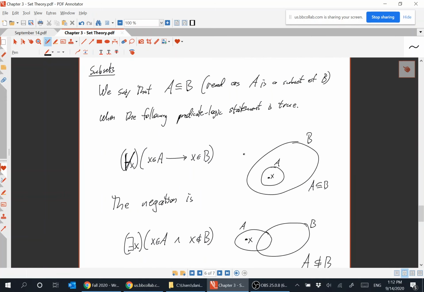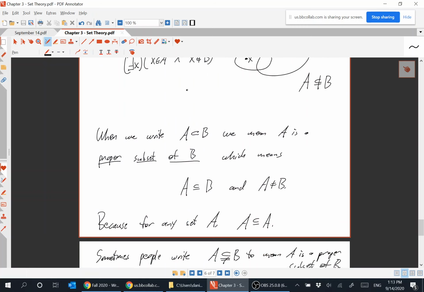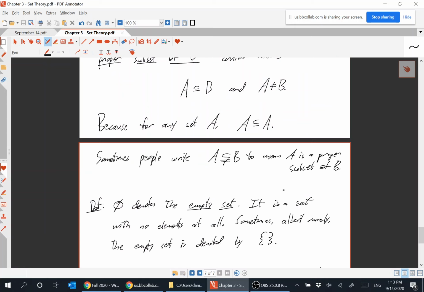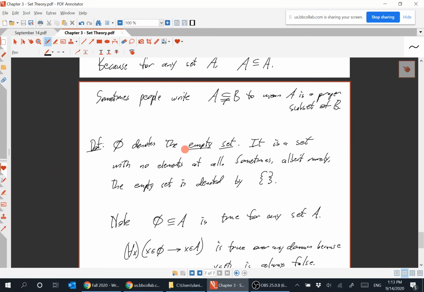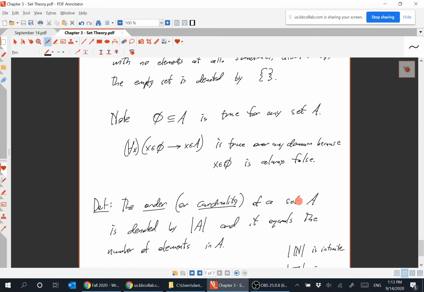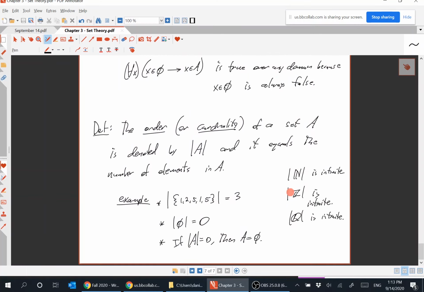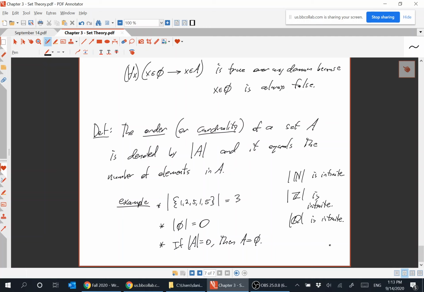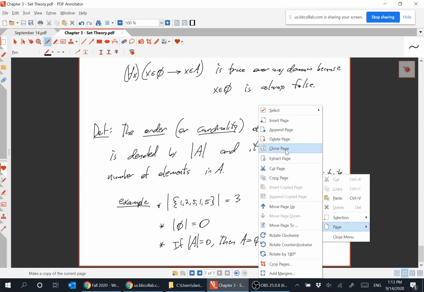Yeah, subsets. This means A is a subset of B. This means A is a proper subset of B. So A is a subset of B and A is not equal to B. And sometimes people write this to mean proper subset. This guy means the empty set, the set with no elements in it. And then we had the order or cardinality of a set.